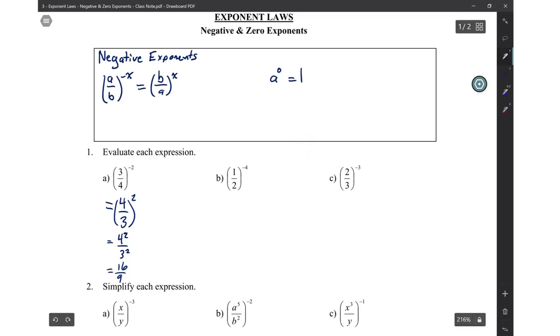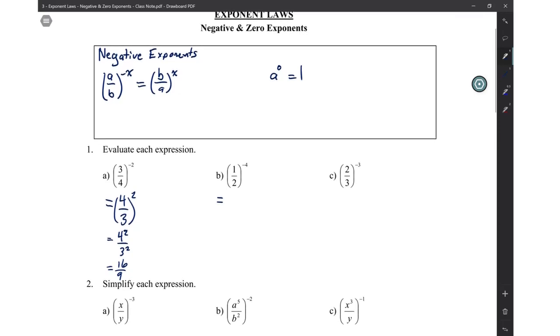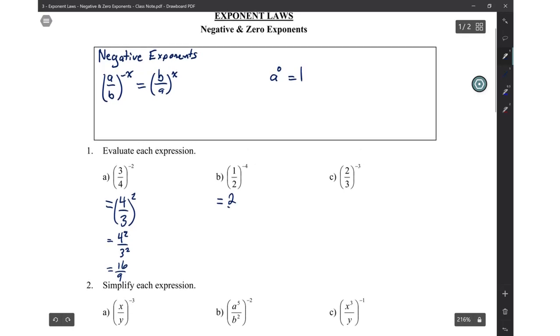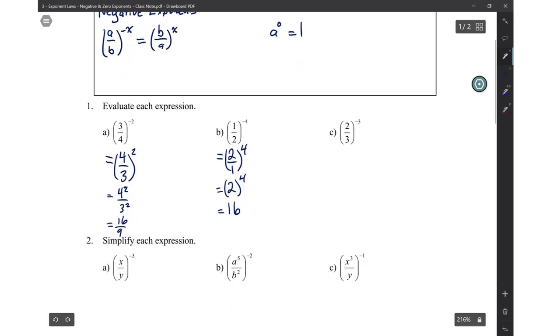I'll do one more for you. Instead of my fraction being 1 divided by 2, I'm going to use 2 divided by 1, and my new exponent will be a positive 4. That's just a 2. We know 2 divided by 1 is just 2, to the power of 4, which is 16. So I'll let you work out C on your own.